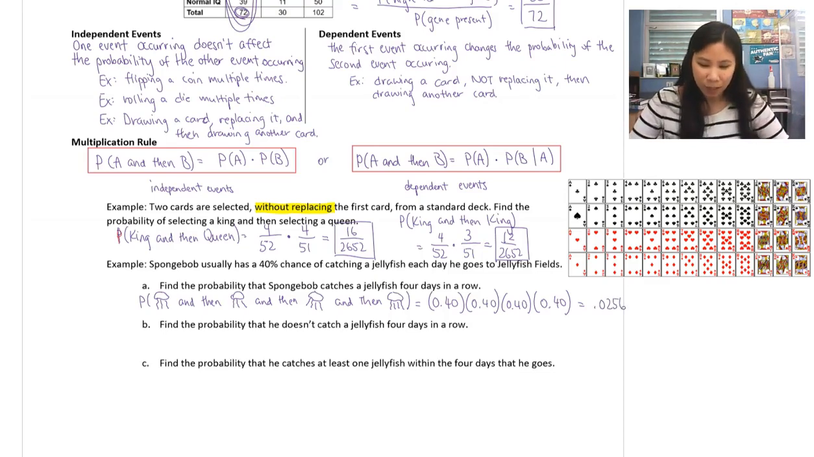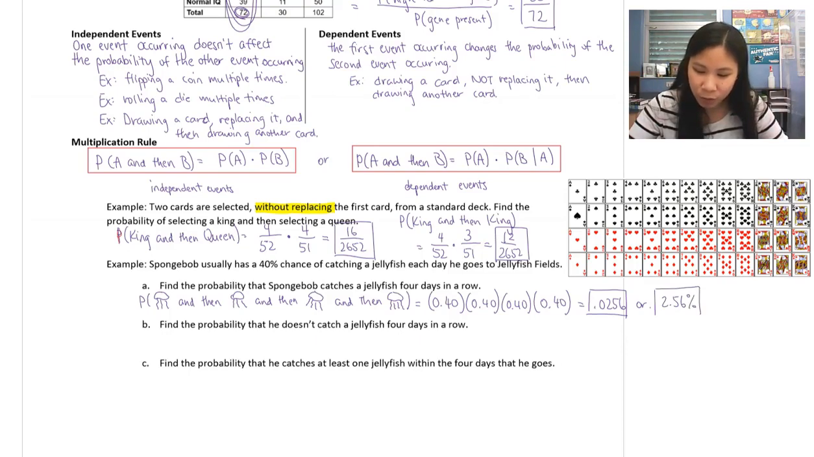0.0256. Which means, if I were to write this out as a decimal or as a percent, if I move the decimal place 2 places to the right, 2.56% of him catching a jellyfish 4 days in a row, which is kind of low, but also 40% means that he's not very good at jellyfishing. So you can just leave your answer as a decimal. If you want to change it into a percent, that's cool too. So 2.56%. Just make sure if you turn it into a percent that you actually include the percent sign.